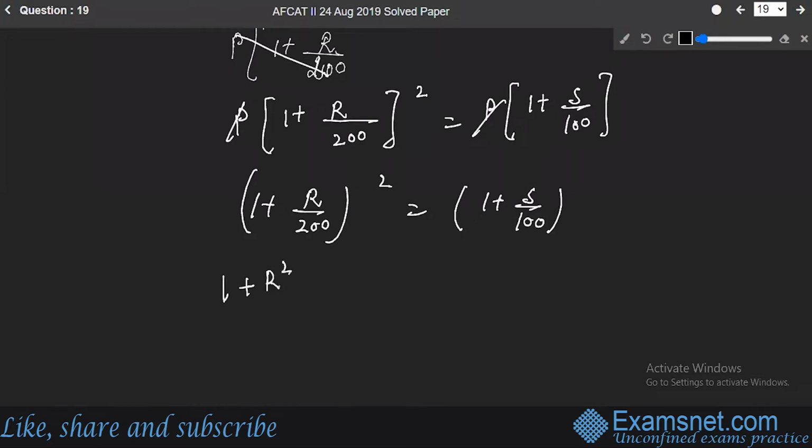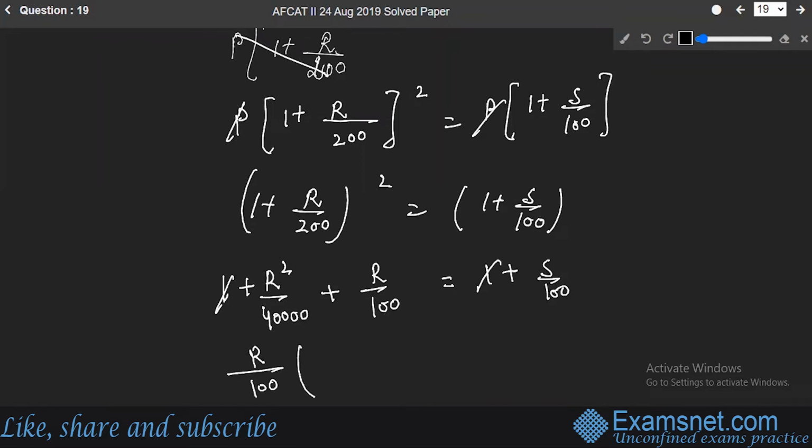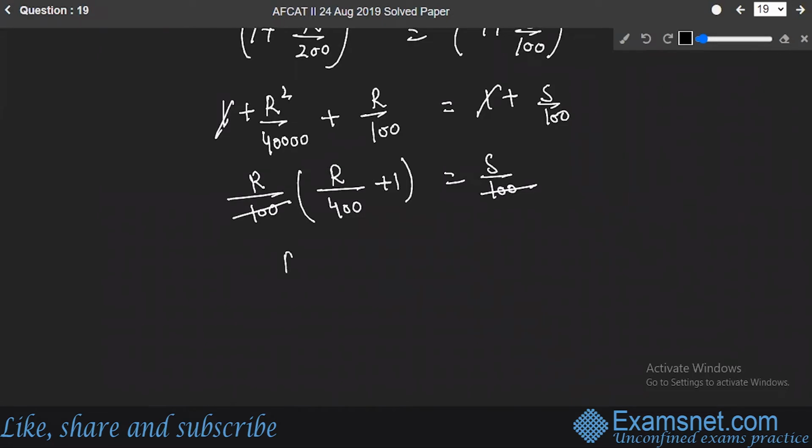Let's open up. A square plus B square plus 2AB. So 2 will cancel. It will be R upon 100. Right. This is equal to 1 plus S upon 100. They will cancel. Let's take R upon 100 common from here. You will be left with R upon 400 plus 1 is equal to S upon 100. Again, these 100s will cancel and you will have R times 1 plus R upon 400 is equal to S. This is a relation. Let's check out the options.